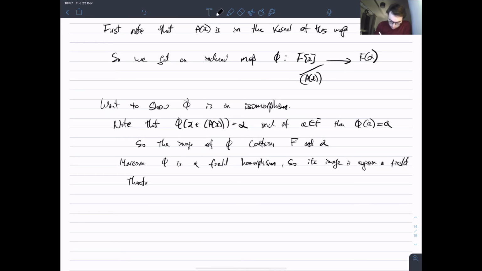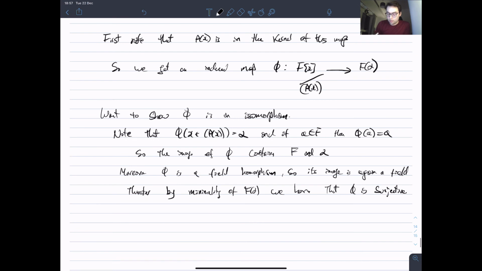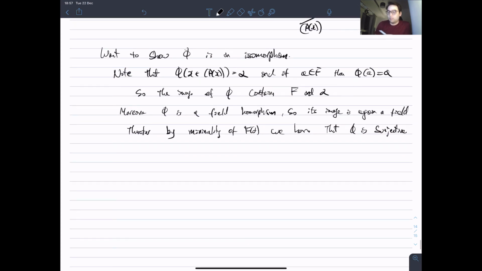Therefore, by minimality of F(alpha), we have that phi is surjective. So the image has to contain F(alpha), but the image also has to be inside of F(alpha) because it's a map to F(alpha). So we'll need to check injectivity.